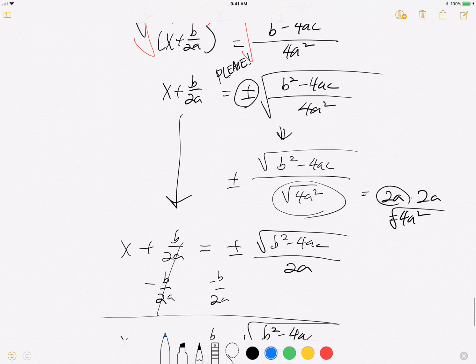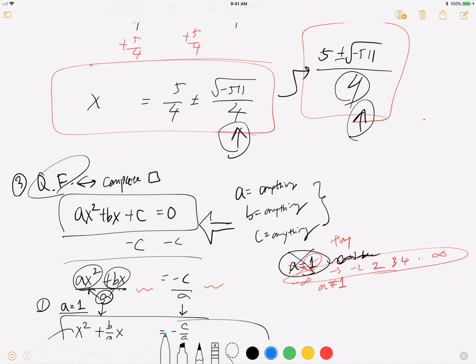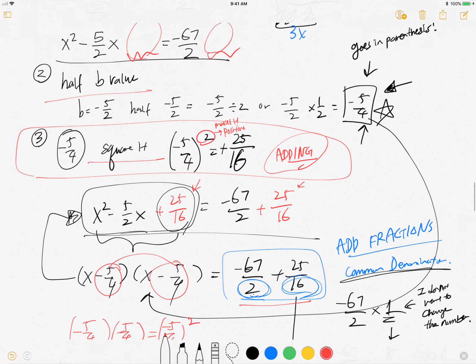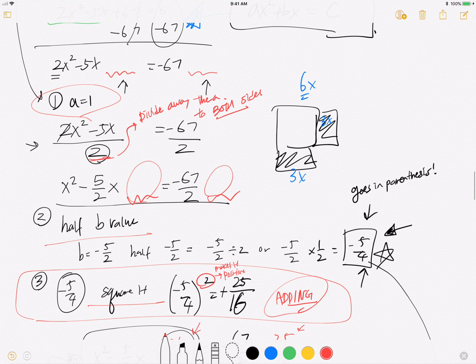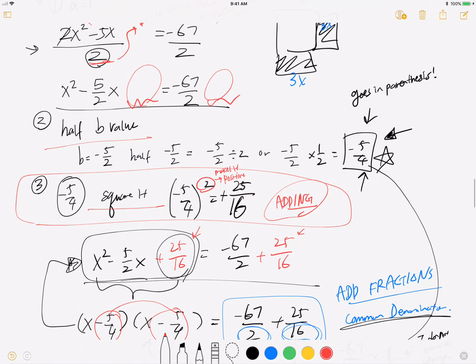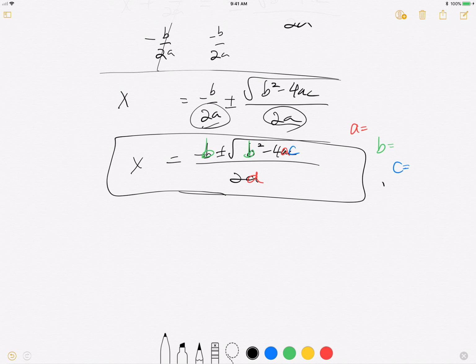So, let's try to check to see if we can get the same answer as we did before. The answer we got was this thing when we completed the square. The example that we have used is 2x squared minus 5x plus 67. So I'm going to rewrite that example and see if I get the same answer. 2x squared minus 5x plus 67.